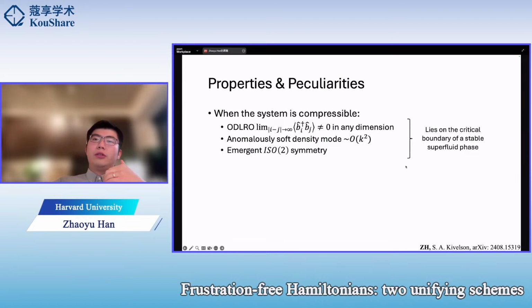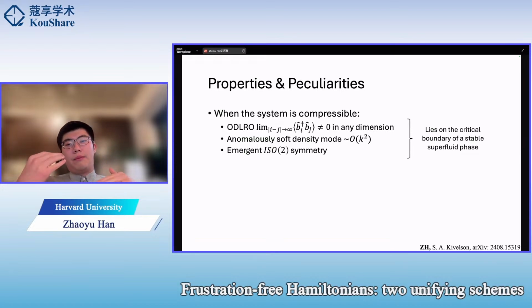So these constructed models are actually quite special in many senses. When considering the system in number sectors that correspond to compressible densities, the ground states always have off-diagonal long-range order regardless of the dimension of the system, kind of violating the Mermin-Wagner theorem. And the excitation spectrum on top of it has an anomalously soft density mode that goes at least as fast as k squared at long wavelengths. And this can be obtained from a variational state ansatz and the fact that the system has translation and charge conservations.